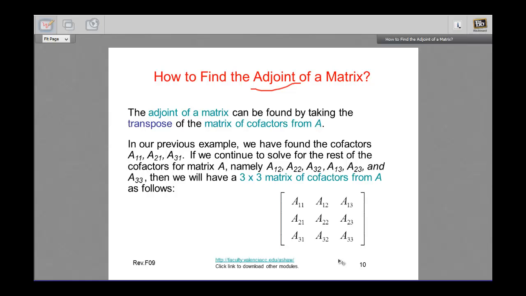The adjoint method says that you first find the cofactors of the matrix, and you write all the cofactors here. For example, this is the cofactor of element A11, this is the cofactor of element A12, this is the cofactor of element A13, and so on for the rest of the elements. After that, you take the transpose. Transpose means the first row will become the first column.